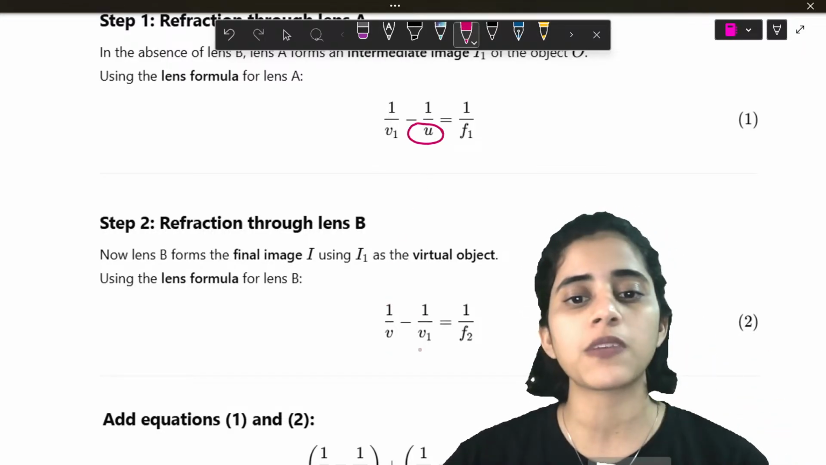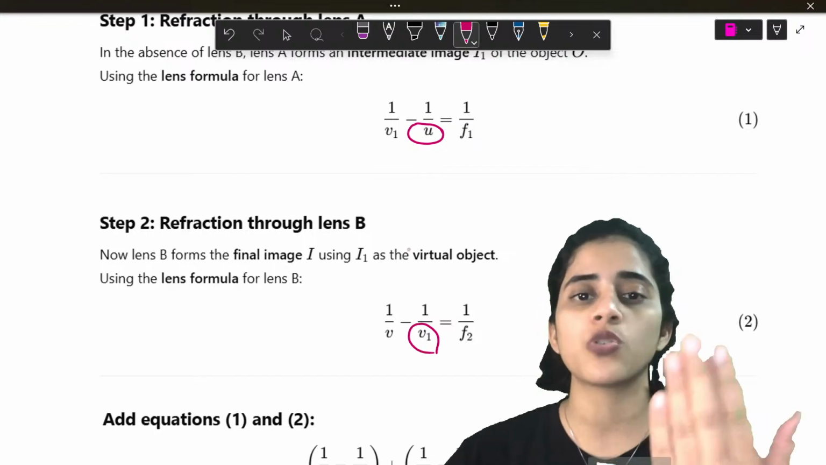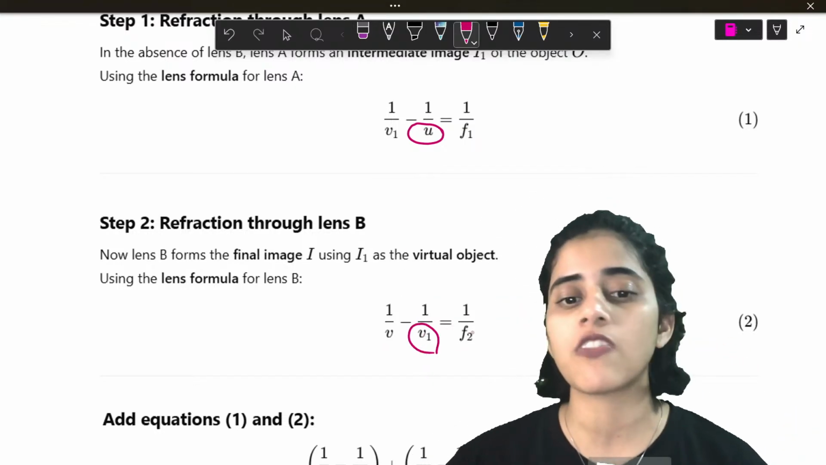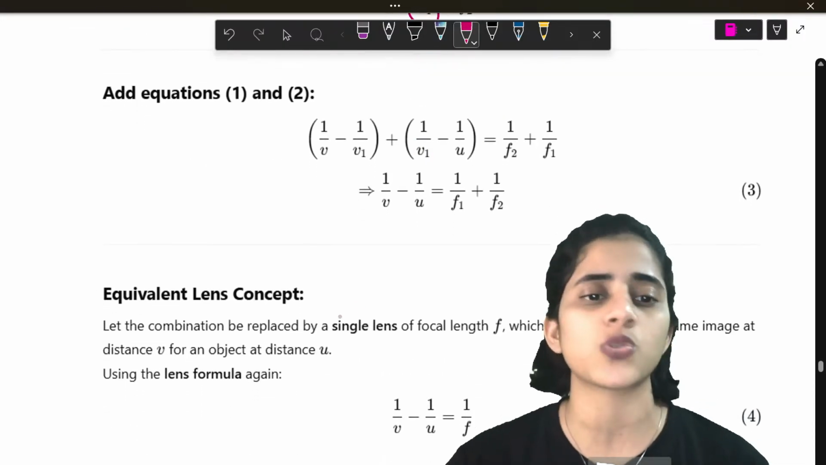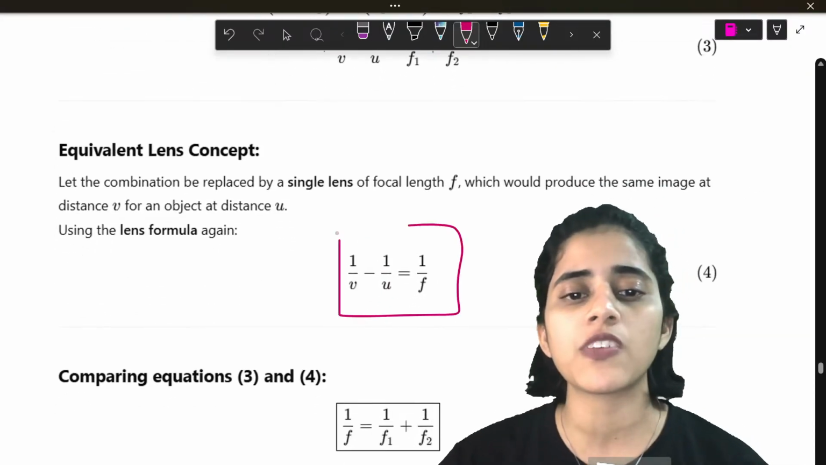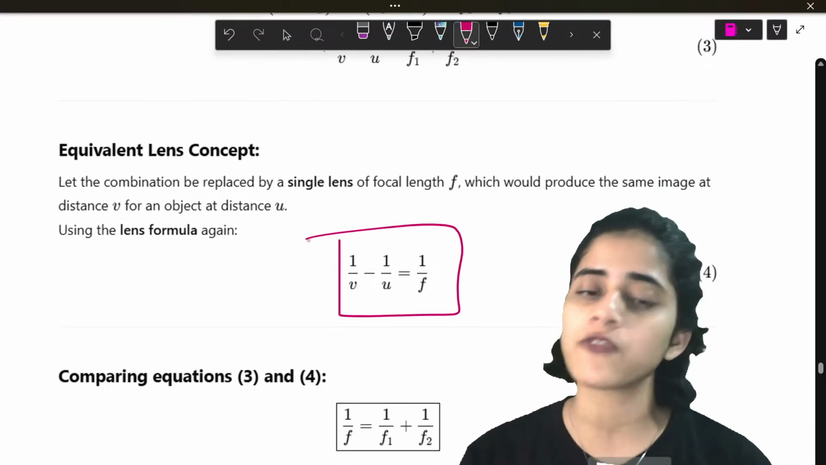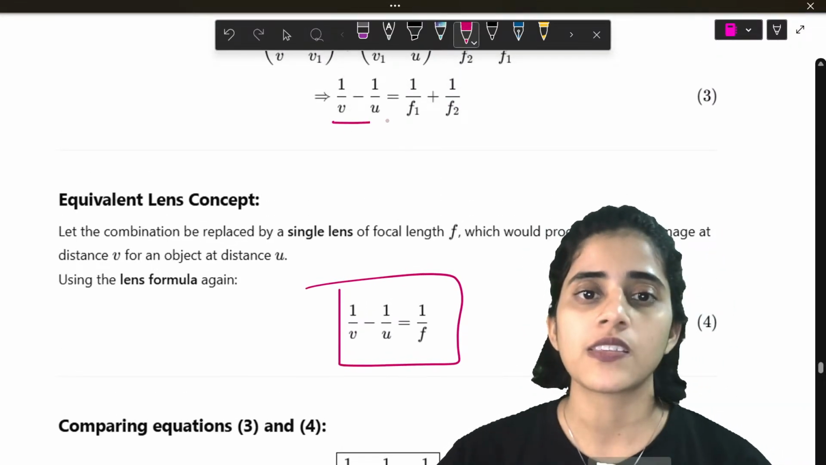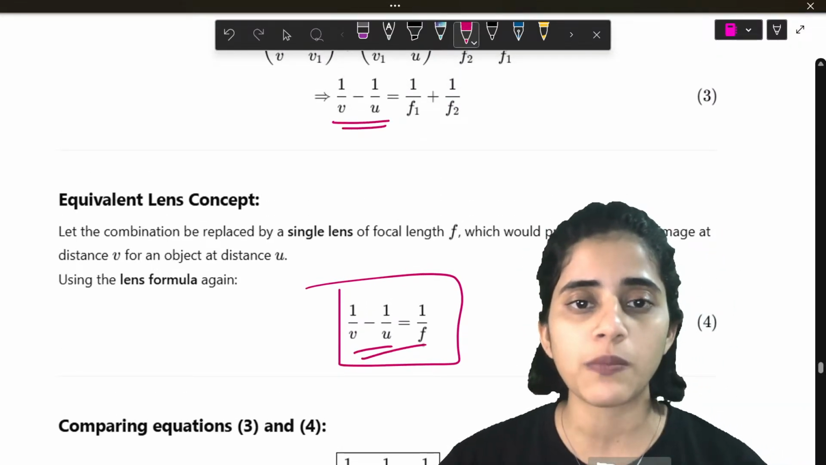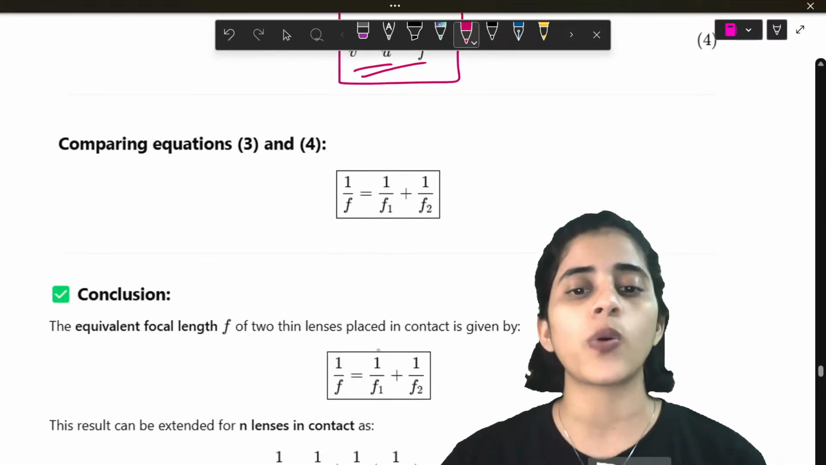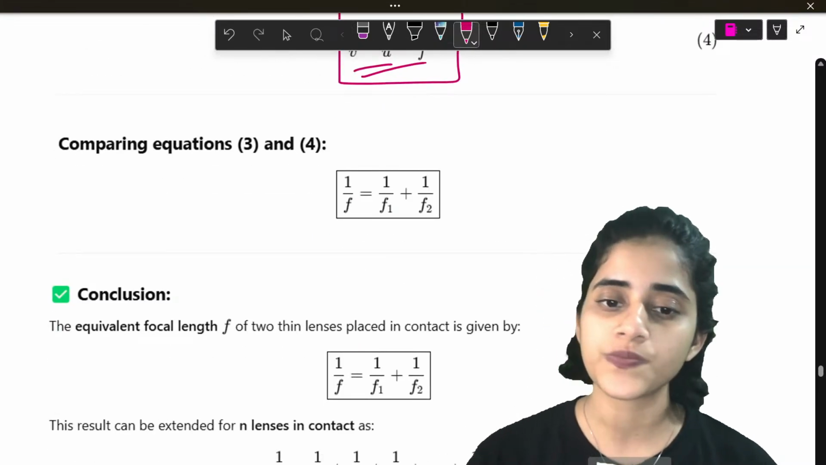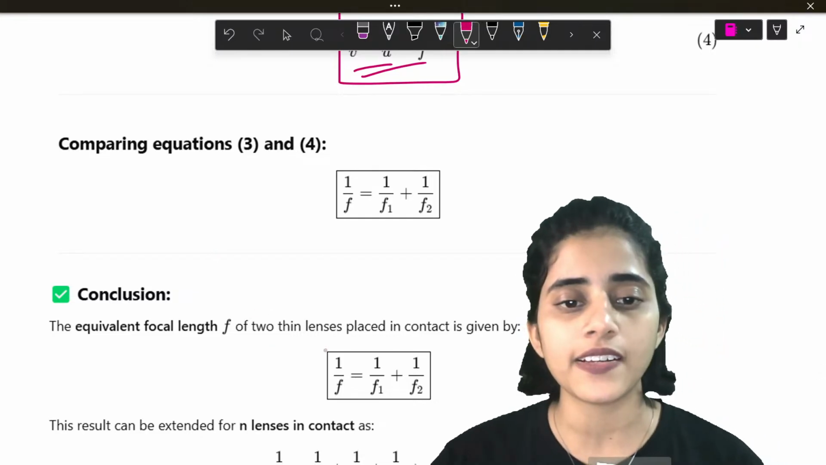You see, the object becomes the image. So u will become v1. 1/v minus 1/v1 is 1/f2, and then you just add the two. You will get 1/v minus 1/u equals 1/f. So if you look at these equations, this is 1/f, this is also 1/f. So you can write 1/f is equal to 1/f1 plus 1/f2. So if you simply add it, you will get it.